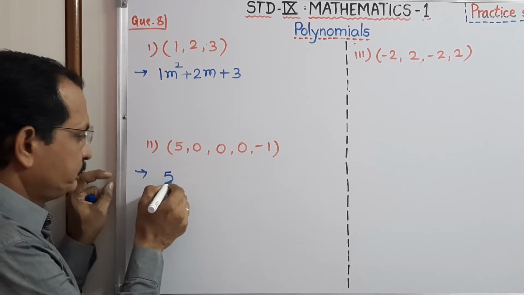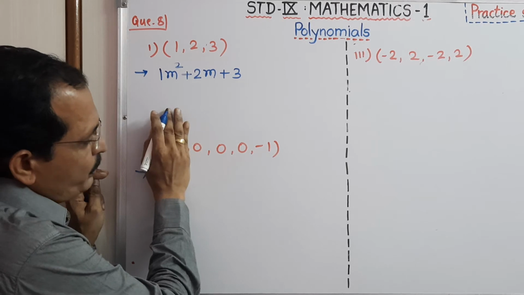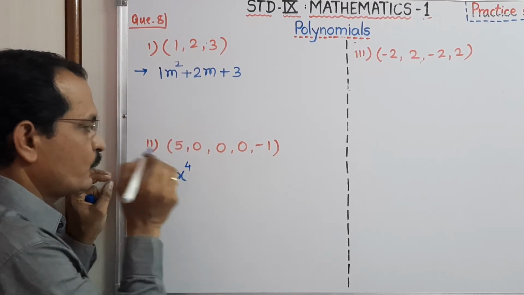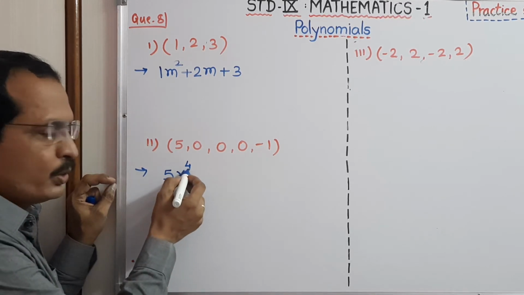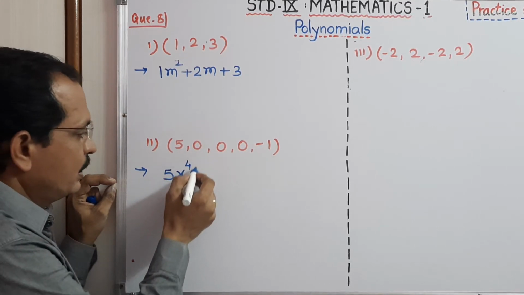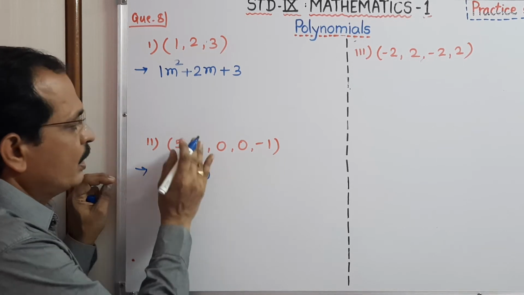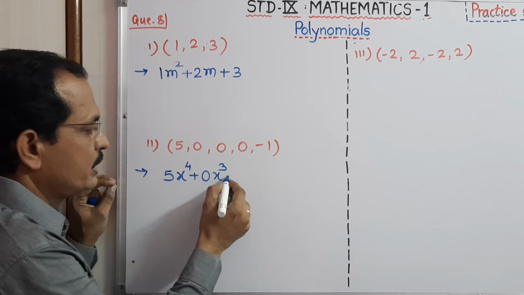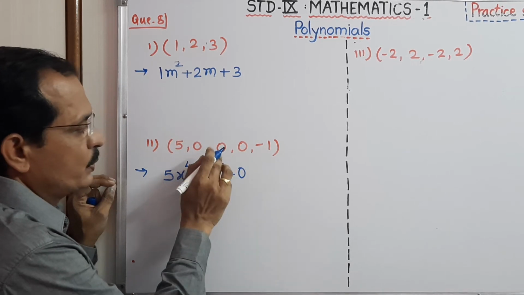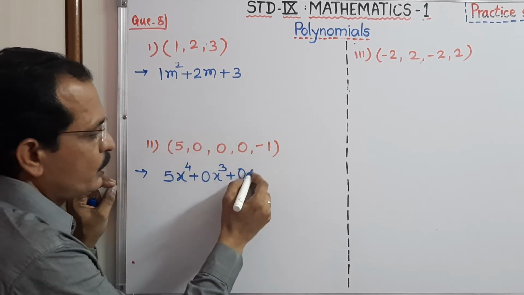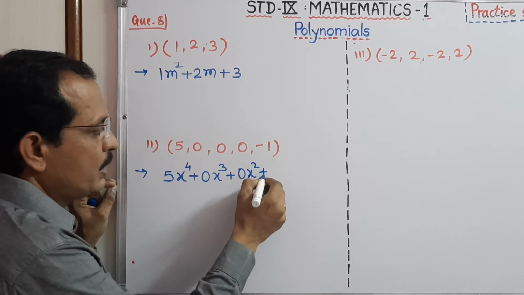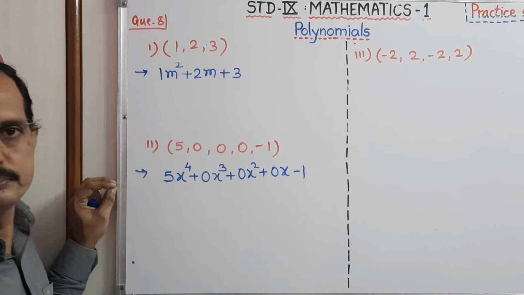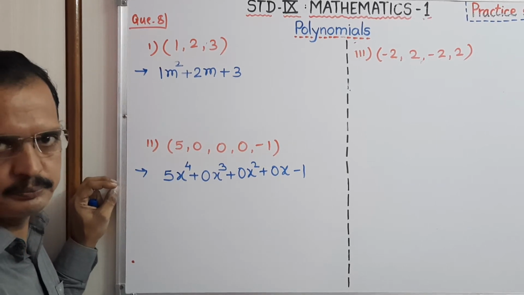This 5. After 5, how many terms are there? 1, 2, 3, 4. Therefore x raised to 4. Why I write 4, you understand it? Yes. Now plus 0. After 0, how many terms are remaining? 3. Therefore x raised to 3. Plus this 0. After this 0, there are 2 terms, therefore x square. Plus 0x minus 1. Very simple, very easy.